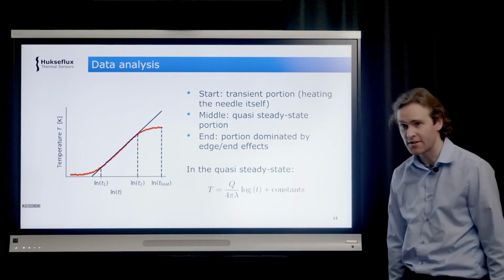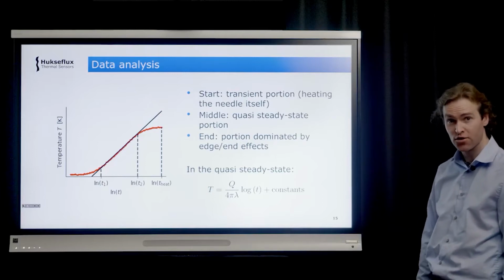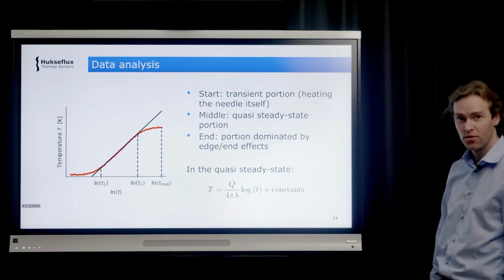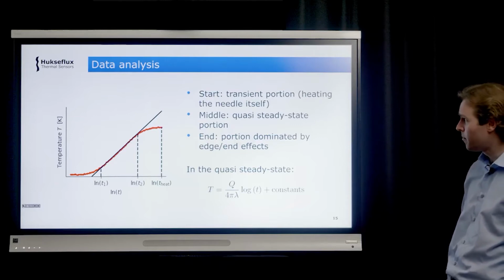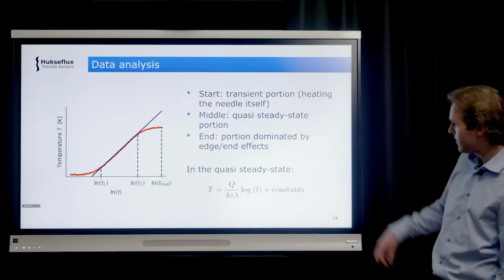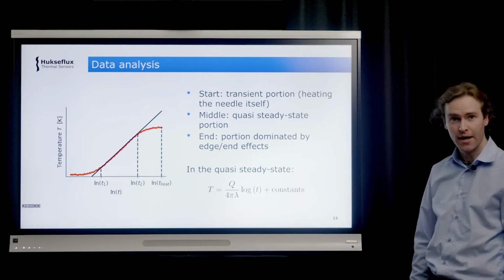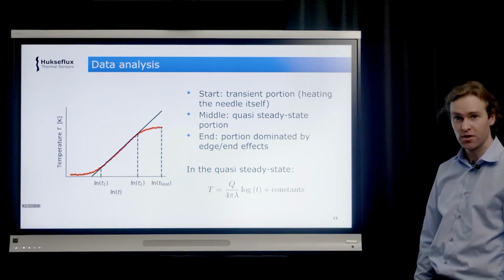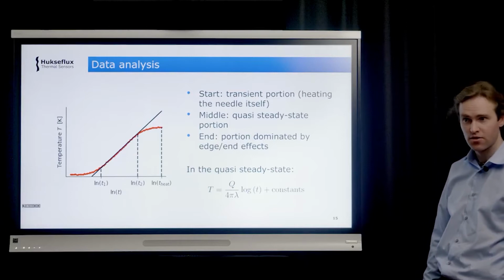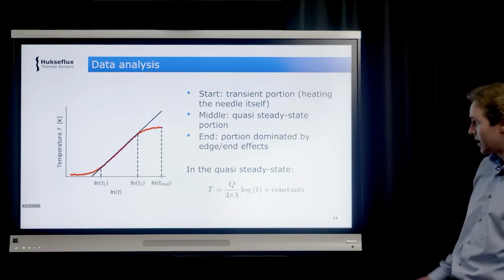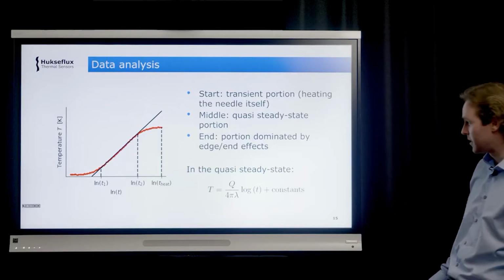So this is known as the quasi-steady state portion, and this is actually the data that is used to determine the thermal conductivity of the material. And then towards the end, you can start to see portions that are dominated by edge or end effects. So basically, you will start to see the finite size of the material and the probe. And this should also be excluded from the analysis.